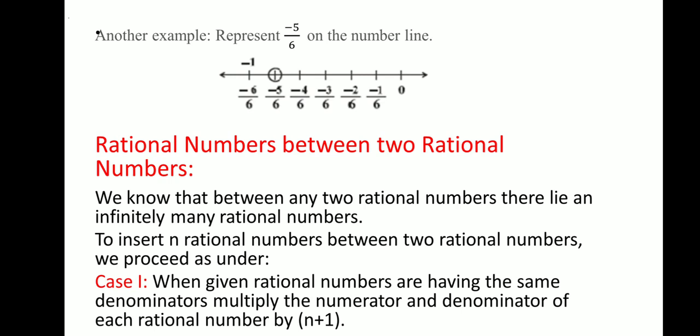Now, another example that can be taken is minus 5 over 6. Negative numbers are to be drawn on the left hand side of 0. So it will definitely lie between 0 and minus 1.